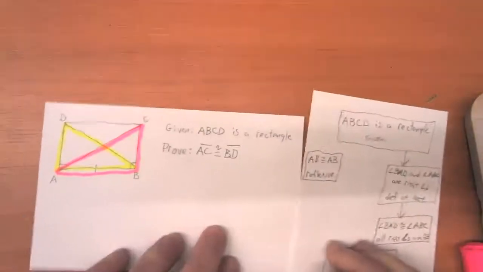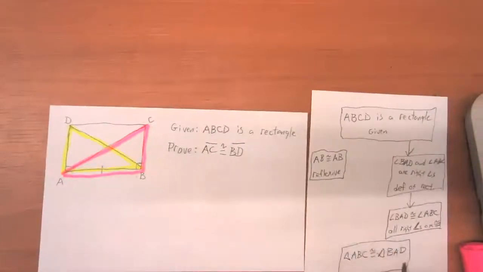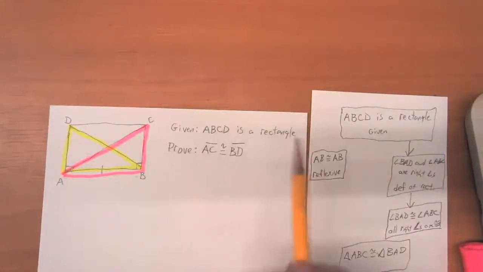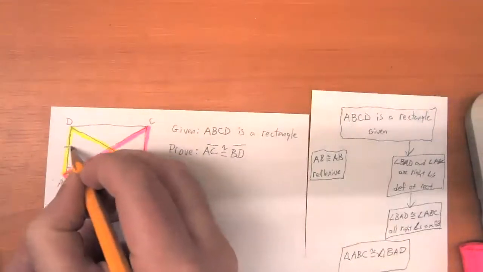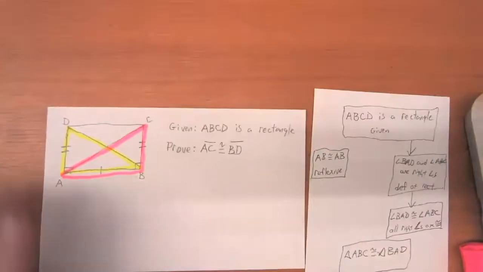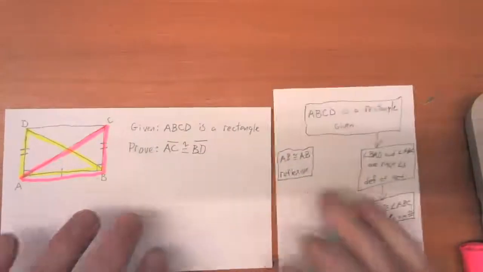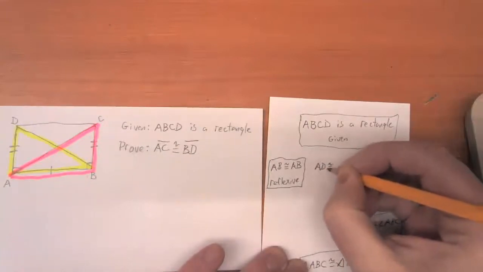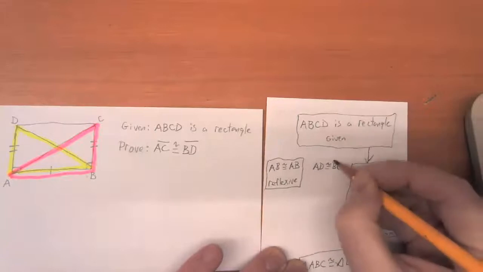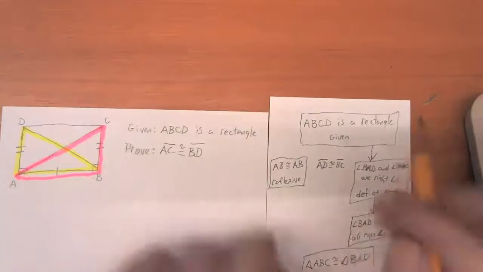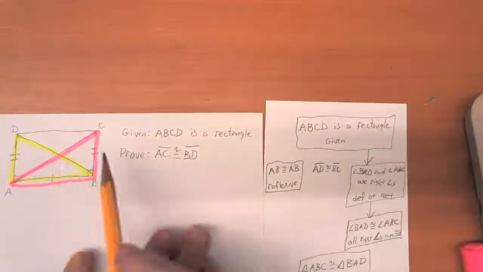All right. And what's the third part of these triangles? Well, I don't know anything about the acute angles of this, but again, since ABCD is a rectangle, I know that the height of the rectangle is the same. So AD has got to be congruent to BC. And the reason for that is that this is a rectangle.